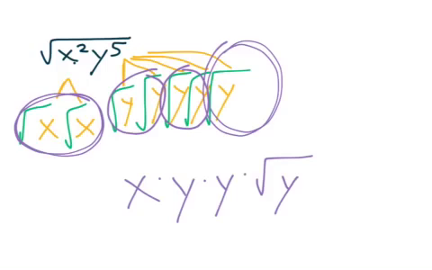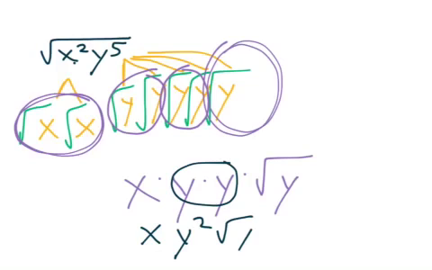Timesing all of this together, notice I have an x, because there was no other x left over. I have y squared, because those two, y times y is y squared. And of course, I have the square root of y left over. And that is the simplified version of what we started with. So pause the video, and we're going to do one more where we put numbers and variables together.